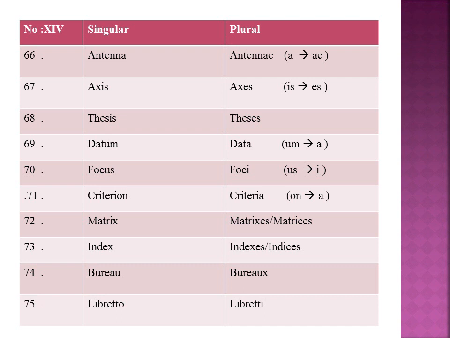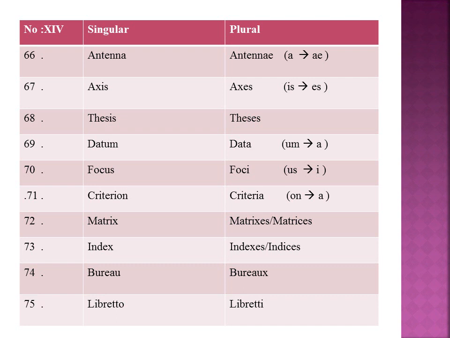Look at the last letter in each singular and plural form. We have to make a slight change, either cut or add a letter to make its plural form. Antenna is antennae, axis, axes, datum, data, focus, foci, criterion, criteria. A shortcut rhyme to remember is a, ae; is, es; um, a; on, a; or you can have your own rhyme to retain your memory. Now, can you guess the plural form of fungus?